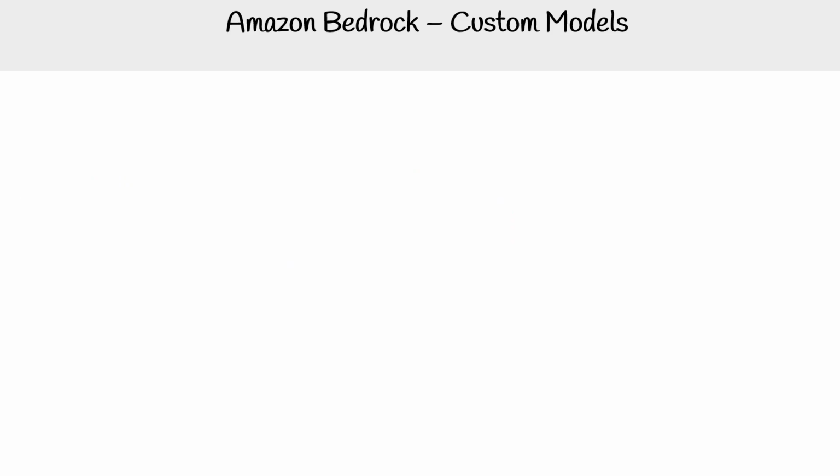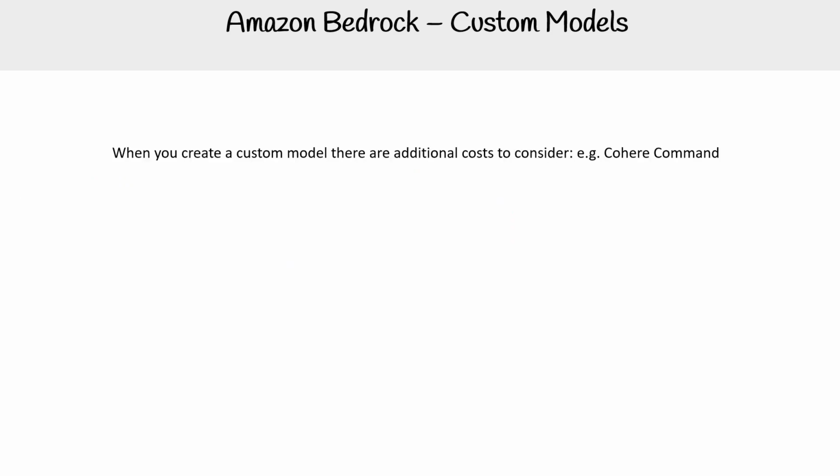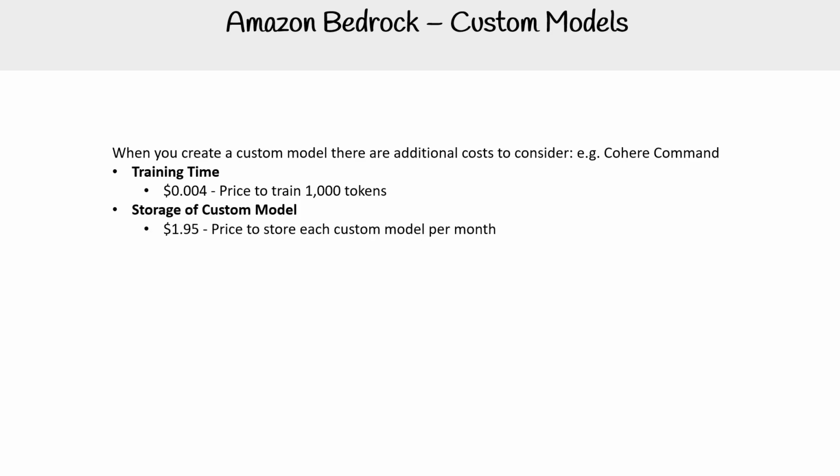There's also other things you might want to know, like about the cost. So imagine if you have a custom model, let's say you use Cohere Command. We're using this as a pricing example. You have the training time. So if the price to train is per 1,000 tokens, you're paying 0.004 cents. You'll also need to store the model, so there's going to be an additional cost per month for that.